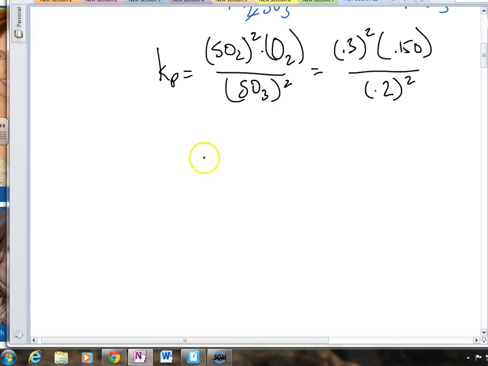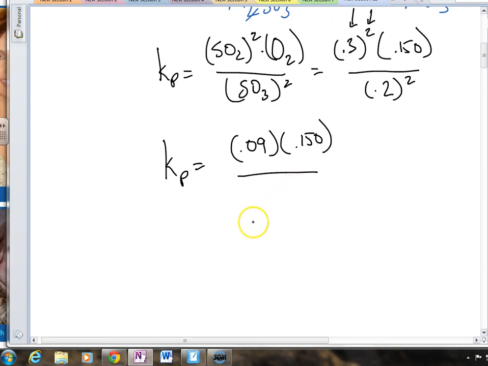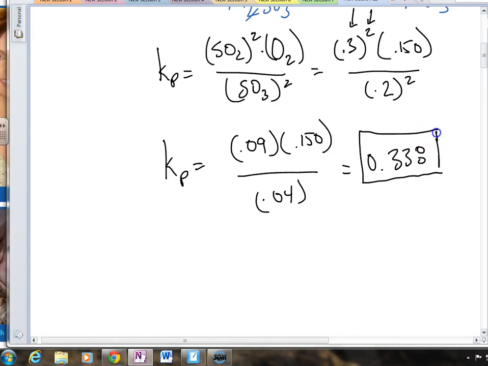Okay, you can do all this math in your calculator at once. I'm just going to square my 0.3, so that's going to give me 0.09, multiplied by 0.150. I just squared my 0.3 from right here. And then I'm going to divide that by 0.2, which is going to be squared, and it's going to be 0.04. Then I'm going to multiply through here, and I'm going to get a value of 0.338. No units on that, and that is my Kp value.